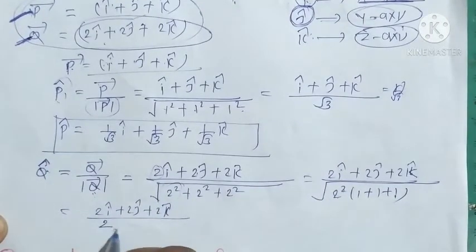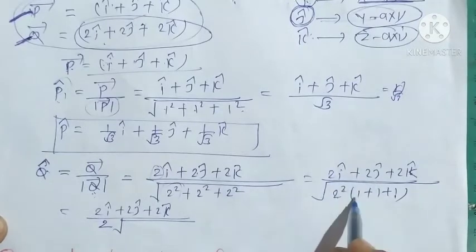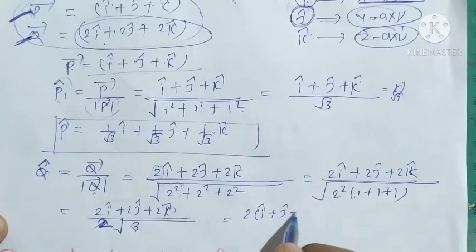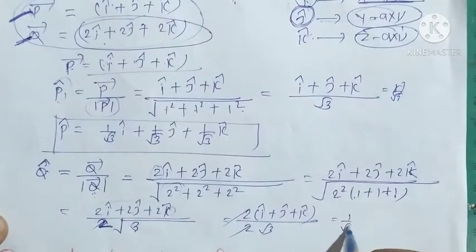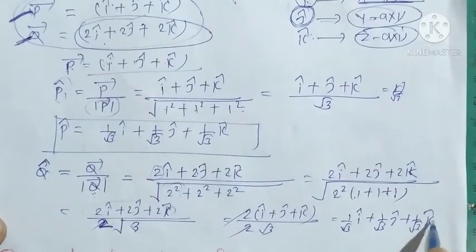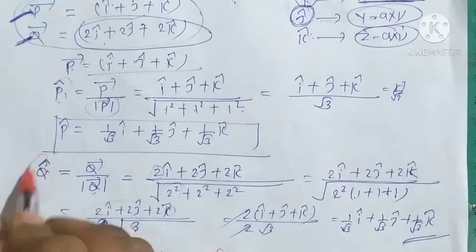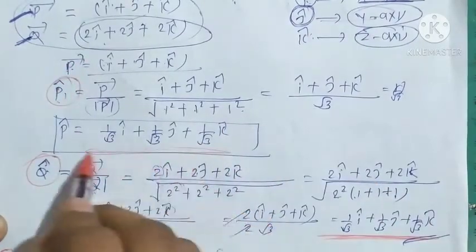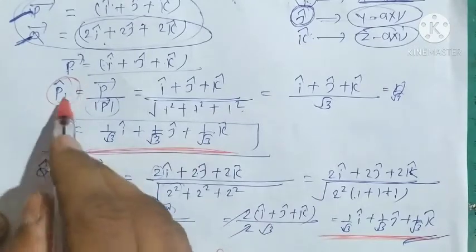So the 2 comes out of the square root, and what is left inside the square root? Under root 3. Finally in the numerator we take 2 common, i plus j plus k, over 2 under root 3. The 2 and 2 will be cancelled, and we get 1 upon under root 3 i, 1 upon under root 3 j, 1 upon under root 3 k. So you can see that the unit vector of vector Q and the unit vector of vector P are both the same. This shows they both have the same directions.